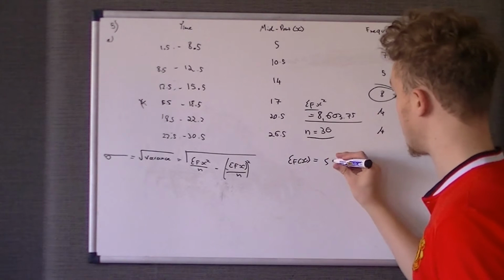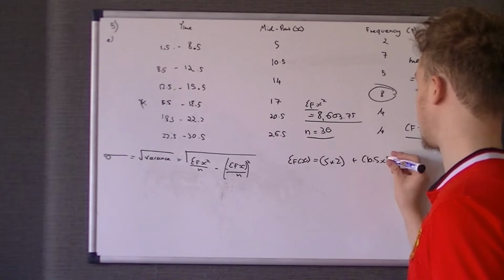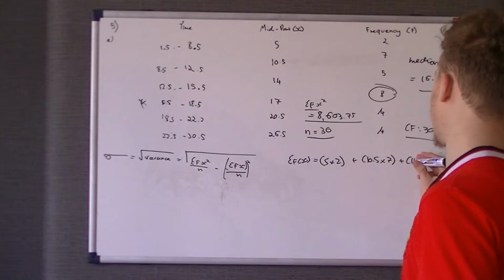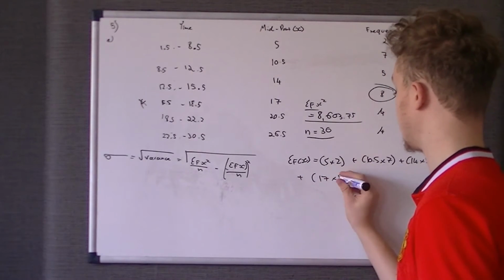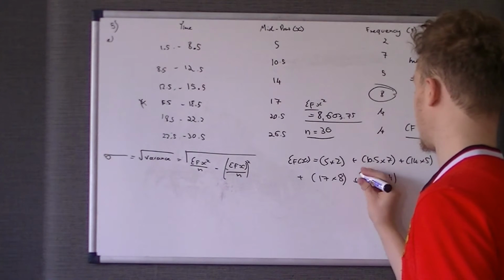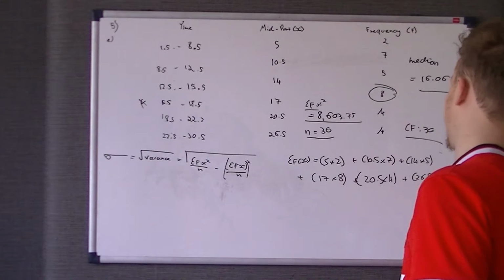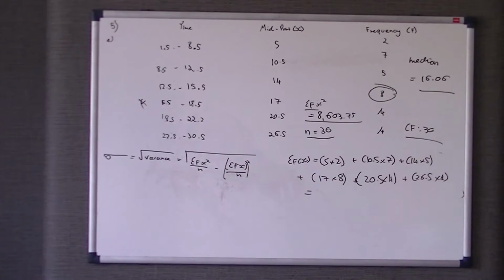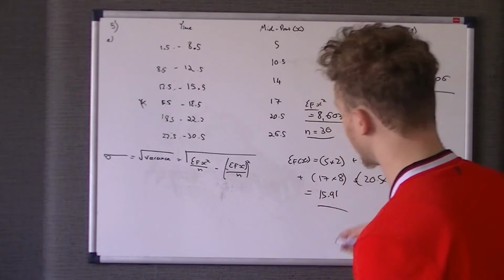So it's 5 times 2 plus 10.5 times 7 plus 14 times 5 plus 17 times 8 plus 20.5 times 4. Sorry, my writing's a little bit scruffy. Plus 26.5 times 4. And you'd work that out and simplify it all down, and you would get 477.5 over 30, or in other words, 15.91.